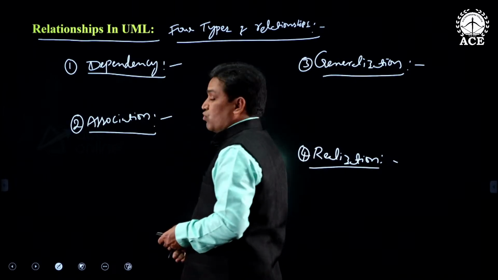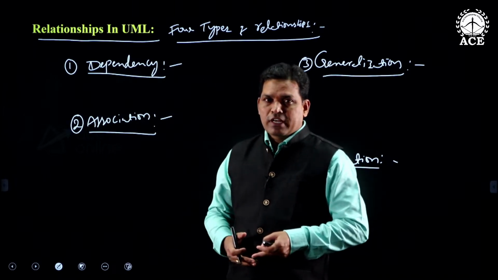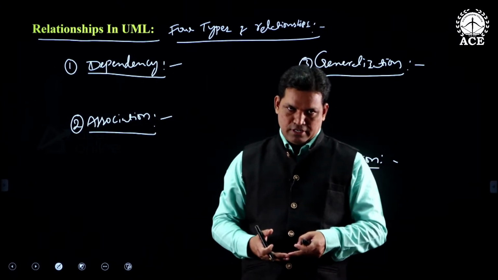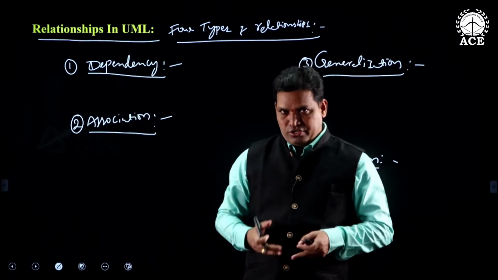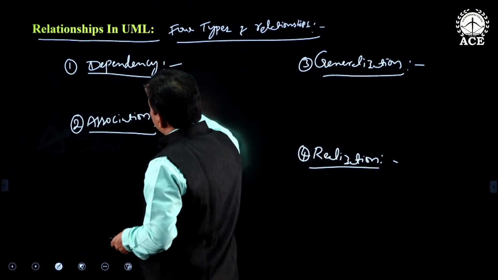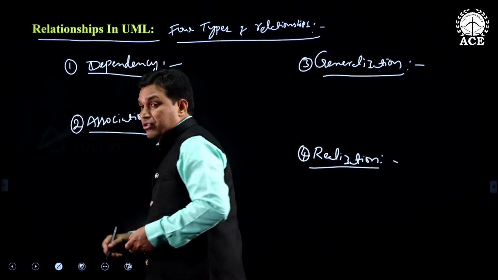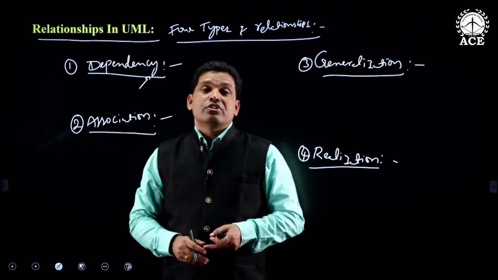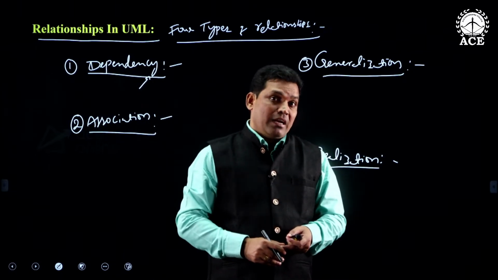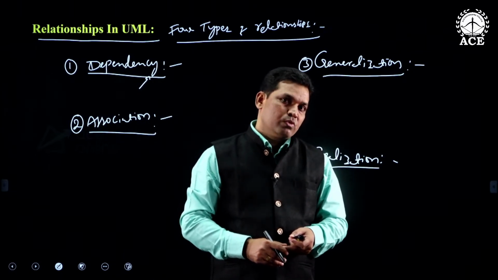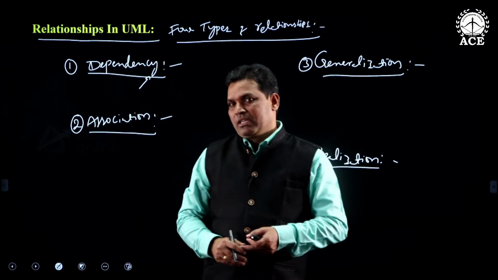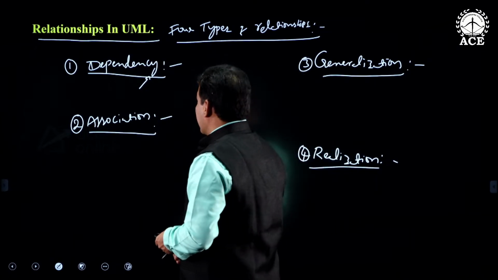So relationships in UML were classified into 4 types. The first one is dependency, second is association, third is generalization, fourth is realization. We'll discuss these 4 relationships one by one. The first one is dependency. What is the importance of dependency? Dependency is a relationship where one class can depend on another class. The changes we make in another class can be reflected on that particular class. So that is the importance of dependency relationship.